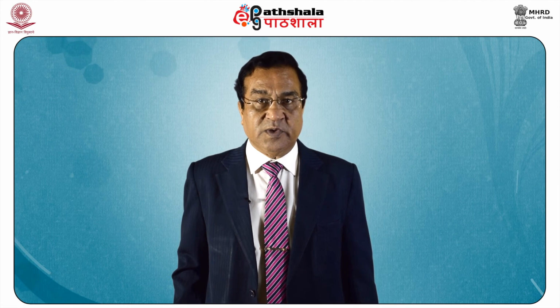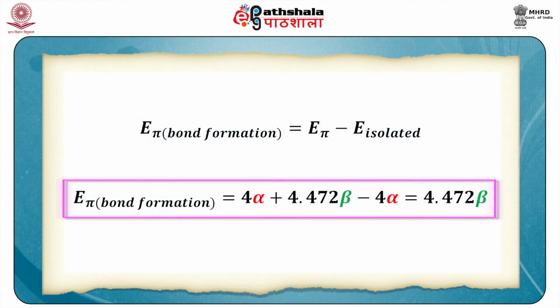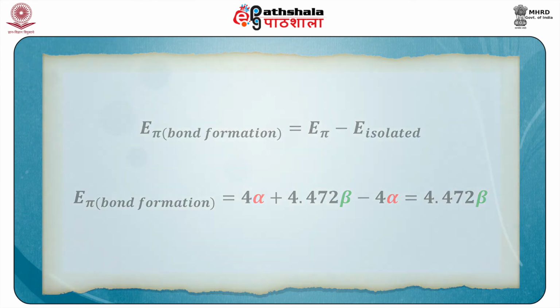That one can calculate by the following expression, and that is called pi bond formation energy, which will be equal to 4 alpha plus 4.472 beta minus 4 alpha. That means it becomes equal to 4.472 beta. So this is the pi bond formation energy of butadiene.